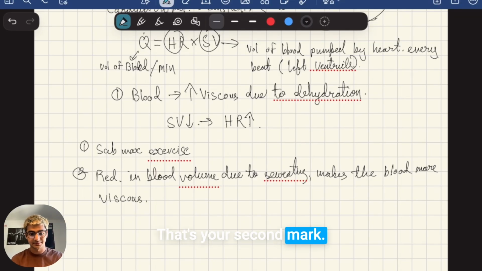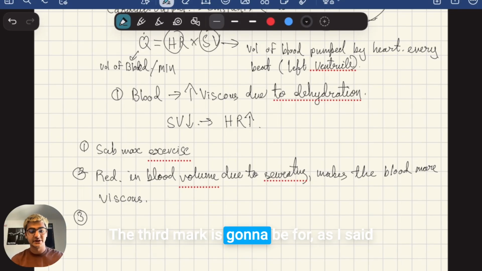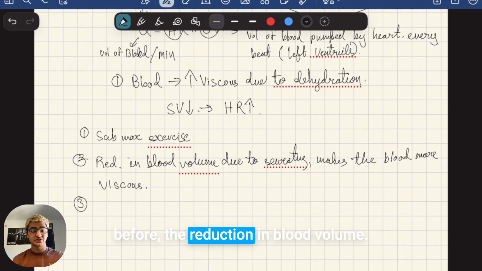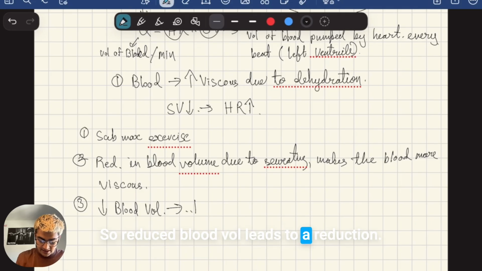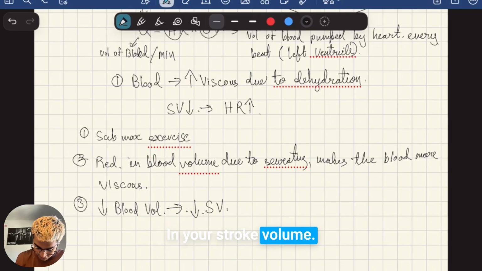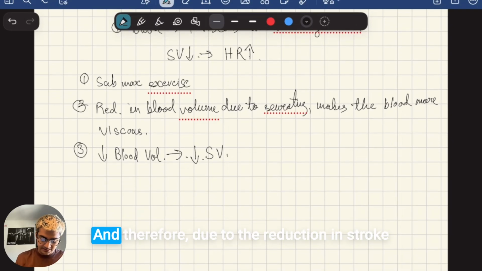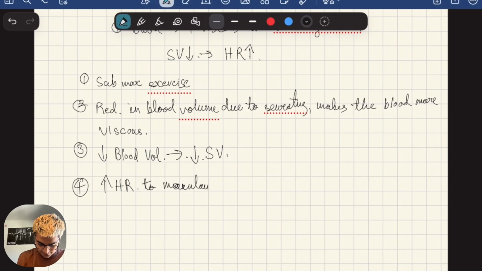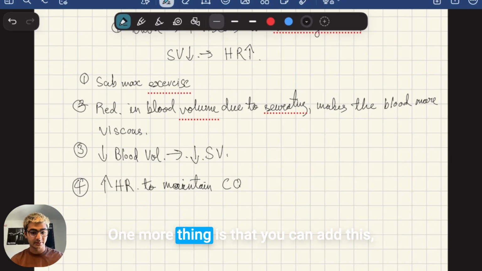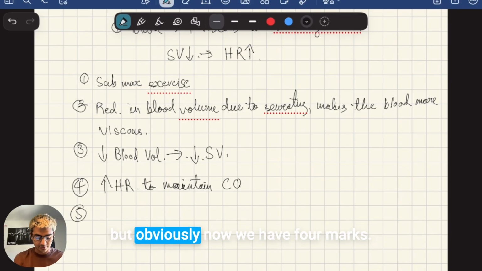That's your second mark. The third mark is going to be for, as I said before, the reduction in blood volume. So reduced blood volume leads to a reduction in your stroke volume. Okay? And therefore, due to the reduction in stroke volume, heart rate has to increase to maintain cardiac output.